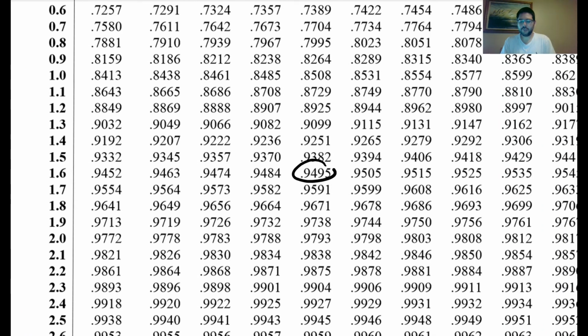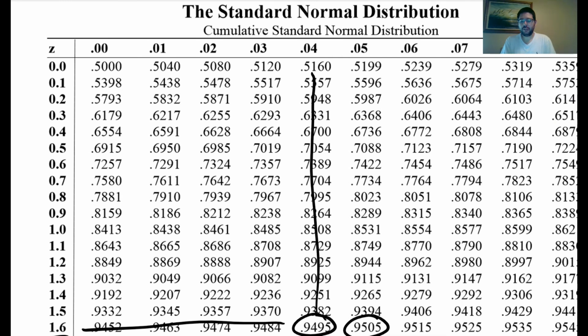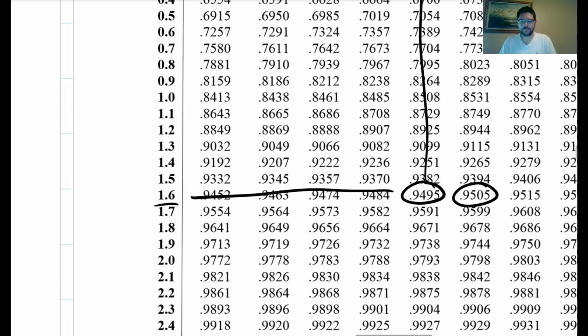0.9500. The closest areas to that are these two areas. You can choose any one of them. I will go ahead and choose the 0.9495, and that will give you about 1.64. Again, technically the test statistic here is 1.645, between the 1.64 and then 1.65, but that's fine. You don't have to be as exact for this. So 1.64 would suffice.